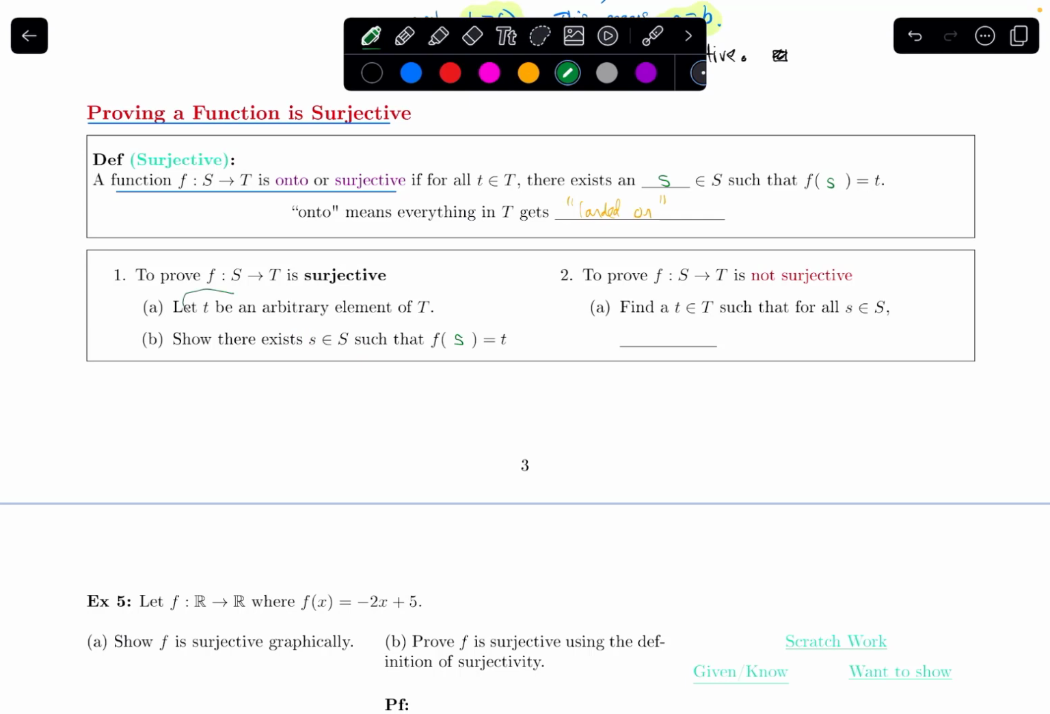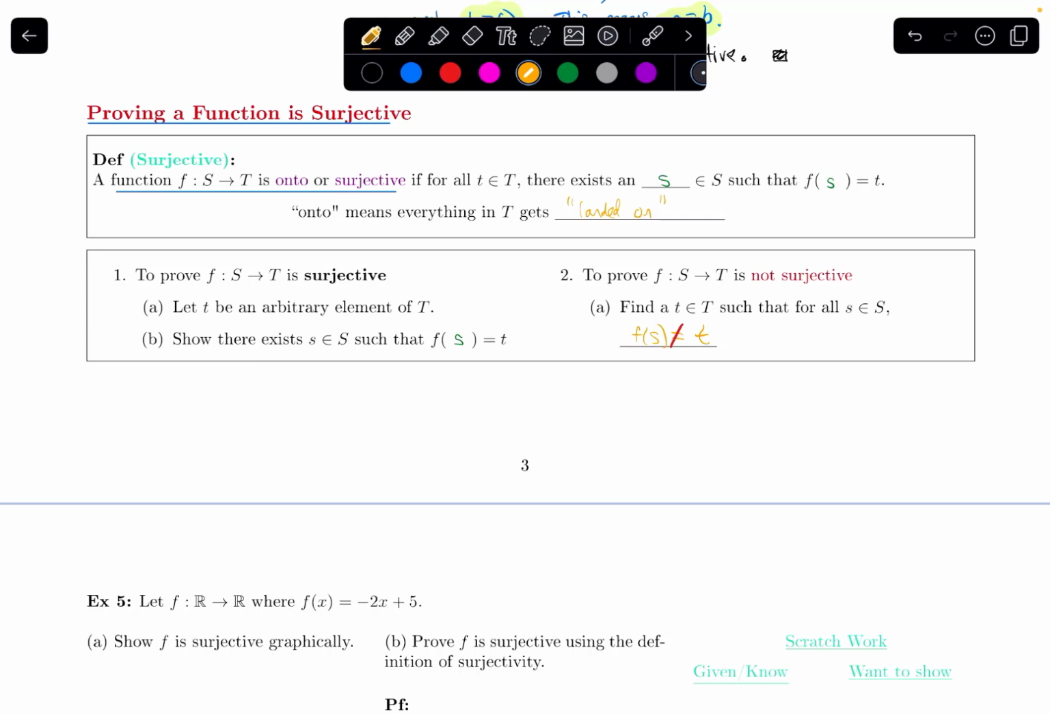So if I can do this for an arbitrary element in the codomain, that means it's going to be true no matter which element in the codomain we pick. On the other hand, if I want to prove something is not surjective, I've got to find just even one value t in the codomain such that no matter which element I pick in the domain, no matter which input I plug in, f of s will not be equal to t.